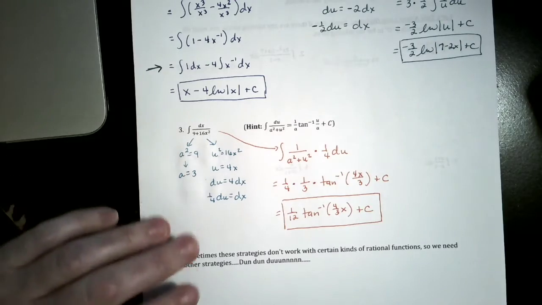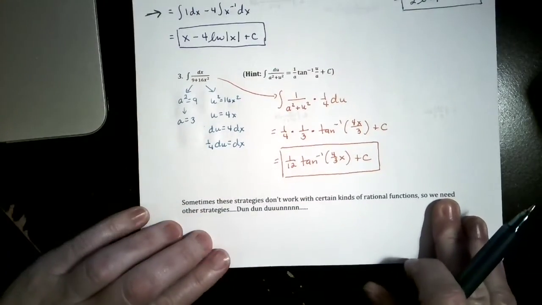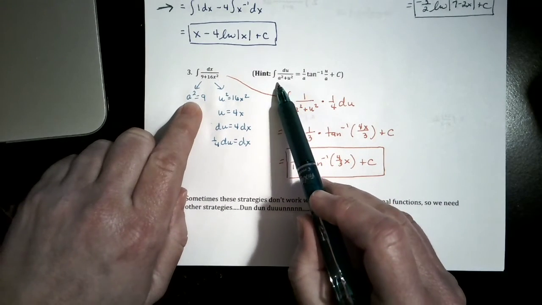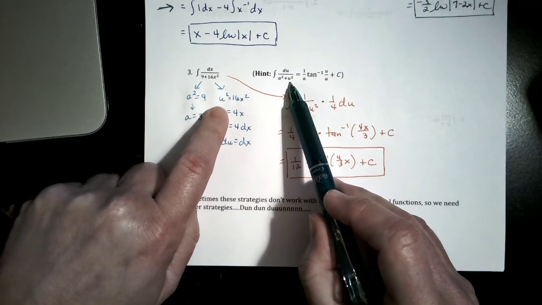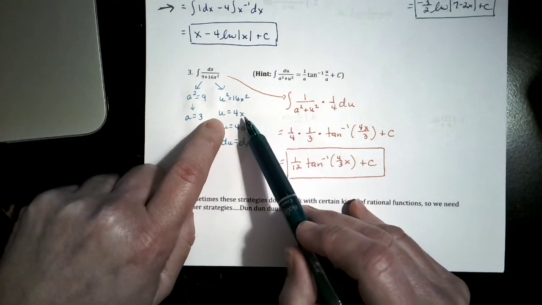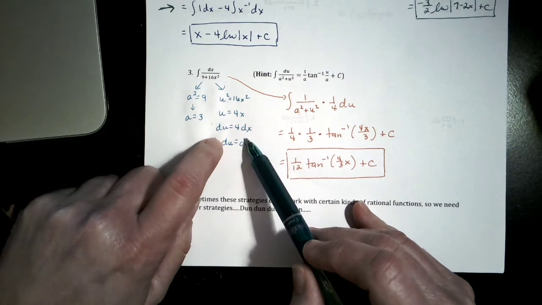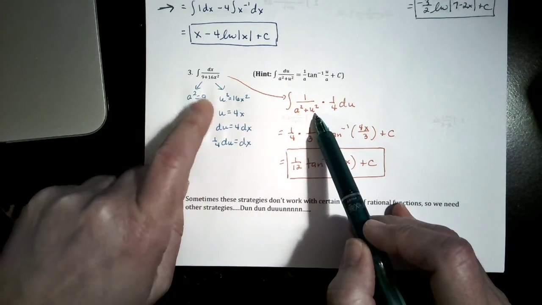And for the third problem, the third warm-up, I noticed that this fit nicely into this formula. A squared was equal to 9, so that means that a is 3. U squared was equal to 16x squared, which means that u is equal to 4x, which means du is 4 dx, which means that 1/4 du is equal to dx. So I rewrote it.